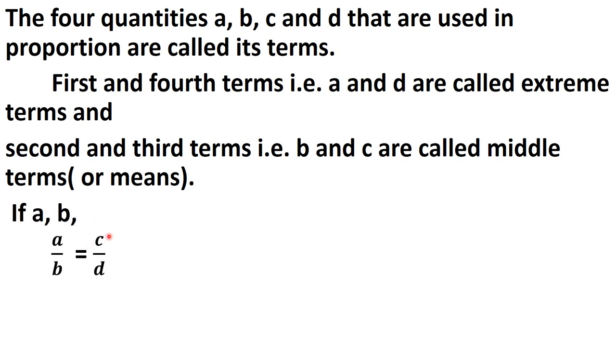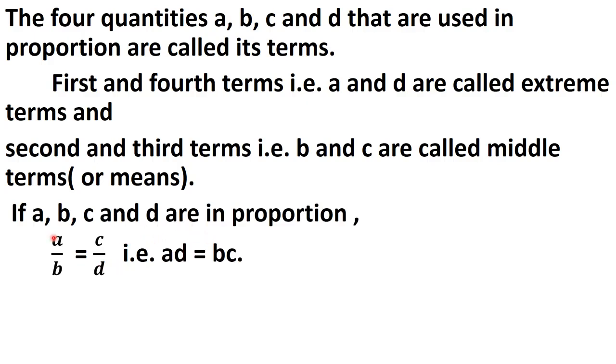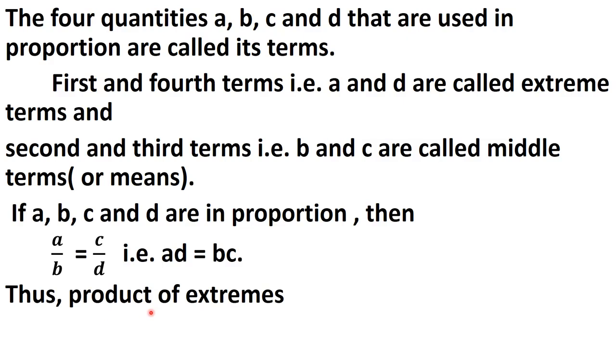If A, B, C and D are the 4 terms of a proportion, then A upon B is equal to C upon D. Or we can cross multiply, so A multiplied by D, that is AD, is equal to B multiplied by C, that is BC. Thus, product of extremes is equal to product of means. In this way also we can find out whether the given ratios are in proportion or not.